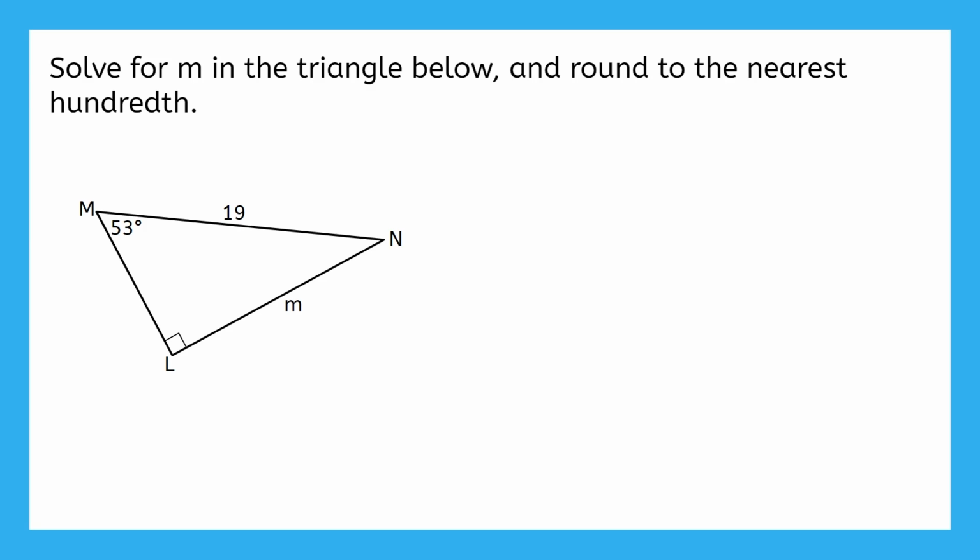In order to figure out which trig function we should use, we have to know what these sides are. Since the 53-degree angle is the one we want to use, how would you label m and 19 in the triangle using either opposite, adjacent, or hypotenuse?